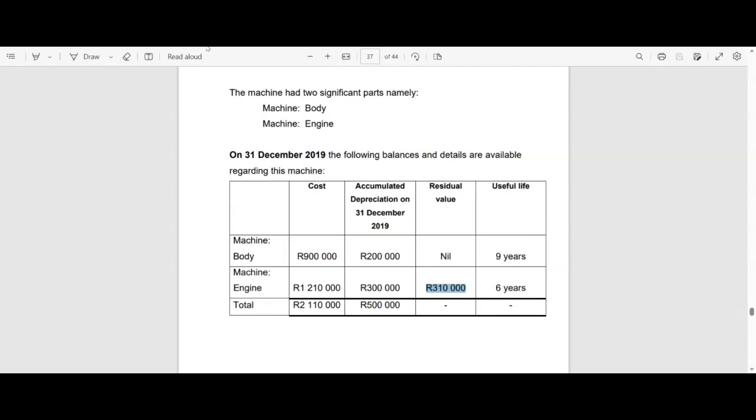Now let's just see how awake you still are after listening to me droning on for so long. So what is the depreciable amount of the engine component? If you can type that for us in the chat, ladies and gents.